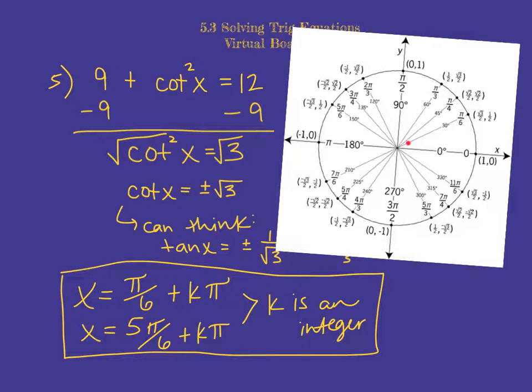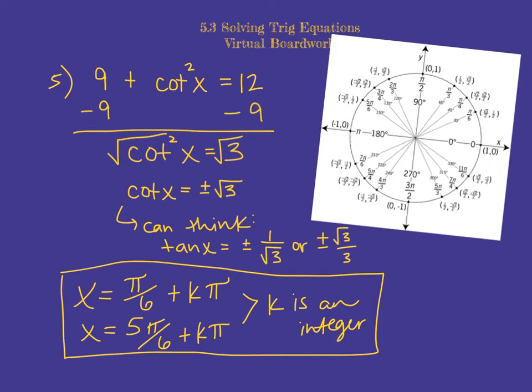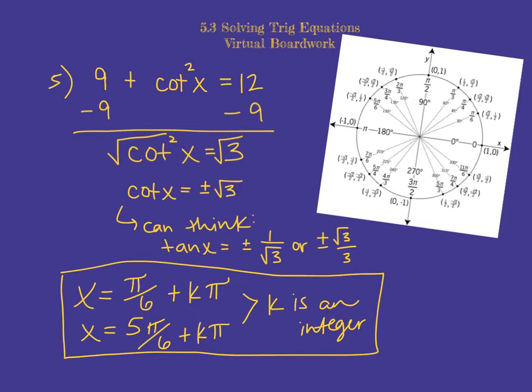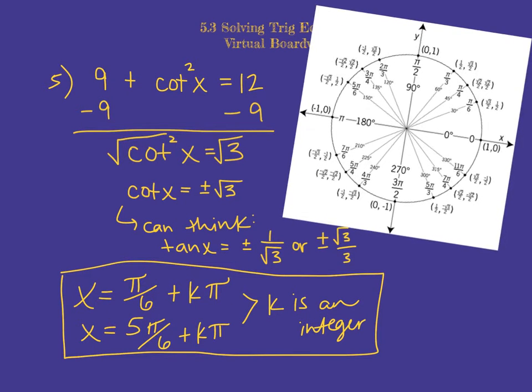So it's the pi over 6 family that we're looking at, because we want to include the positives and negatives. Now we only need 2 answers because the period of cotangent or tangent is pi. So if we start at pi over 6, every time we add pi, we'll get to 7 pi over 6. Then we add pi again, and we'll get back to where we started.